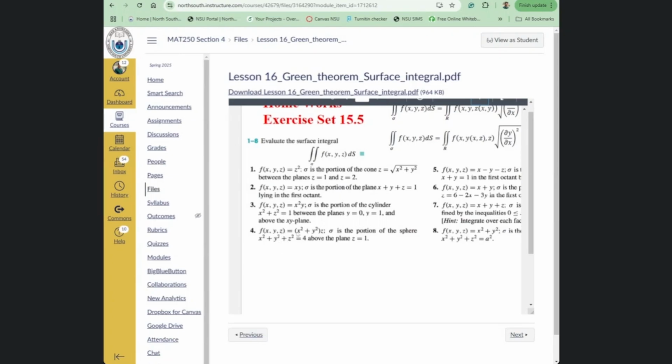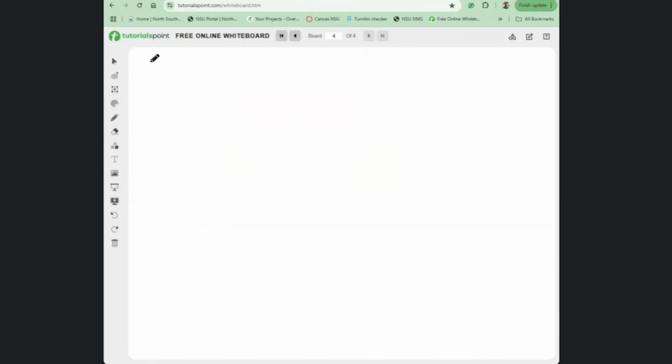F of x, y, z is x square plus y square into z, and sigma is the portion of the sphere above the plane z equals to 1. So that indicates what? Again, number 4, let us write down the formula. Sigma, function of x, y, z, ds.